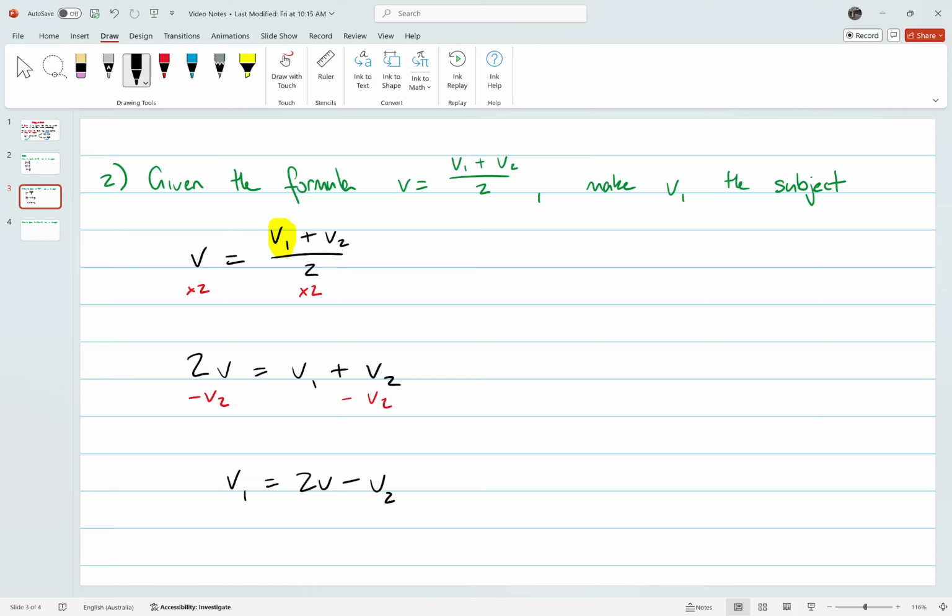And now I've rearranged that equation. I swapped the signs, you might have noticed. Here the V1 was on the right side, I just changed it to the left side. That doesn't make any difference at all, but I've now got 2V minus V2 equals V1. So now V1 is the subject of the formula.